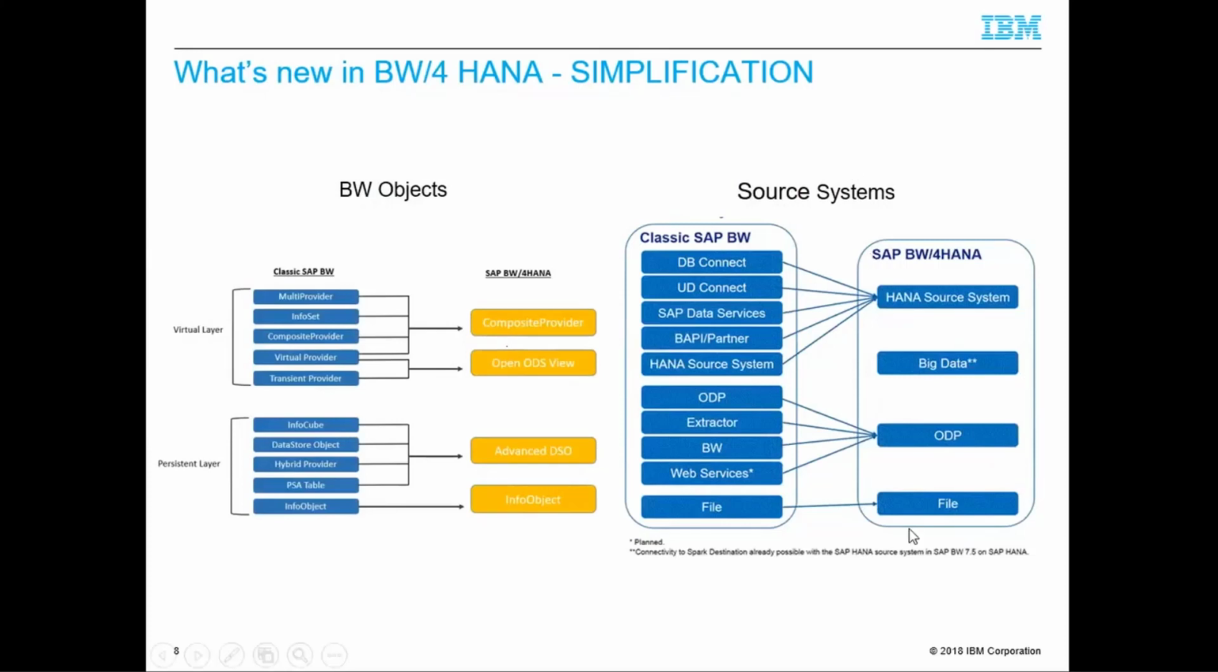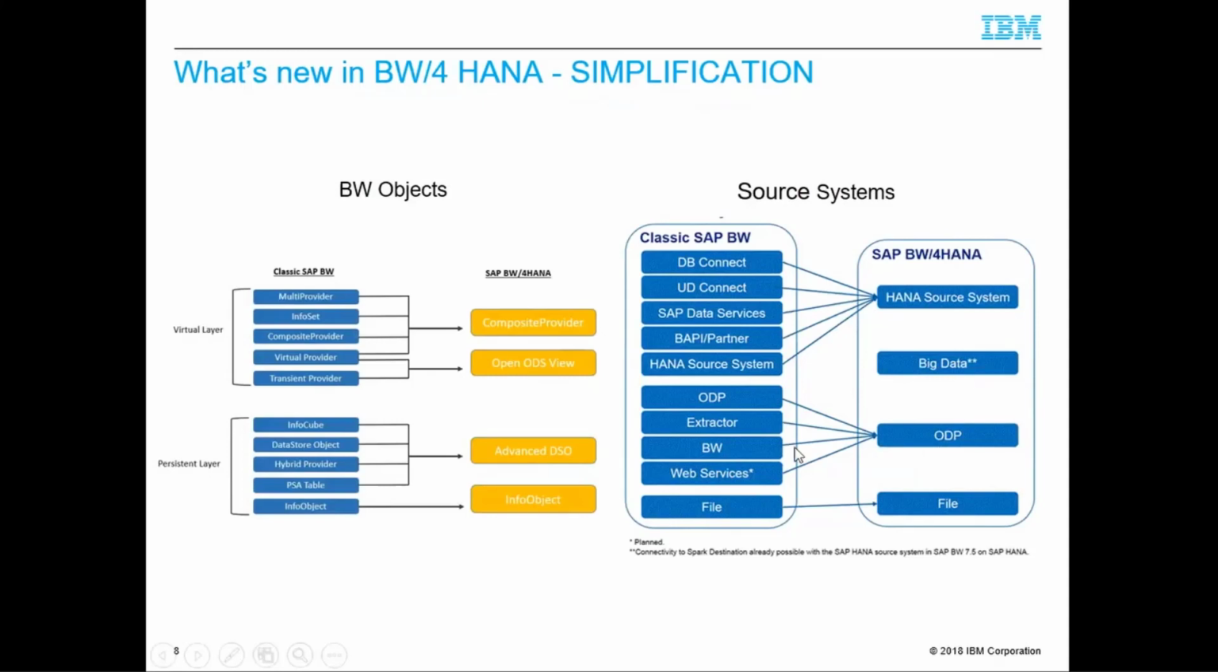On the right hand side, this presents the source systems. As you know, this is a business warehouse application, so you need to bring data from a variety of source systems. In the classical BW system there were a variety of sources, which are now simplified into only 4 categories of source systems. These include the HANA source system, which provides the connectivity to the internal ecosystem of SAP. Then you have big data, for example, getting data from Hadoop and so on.